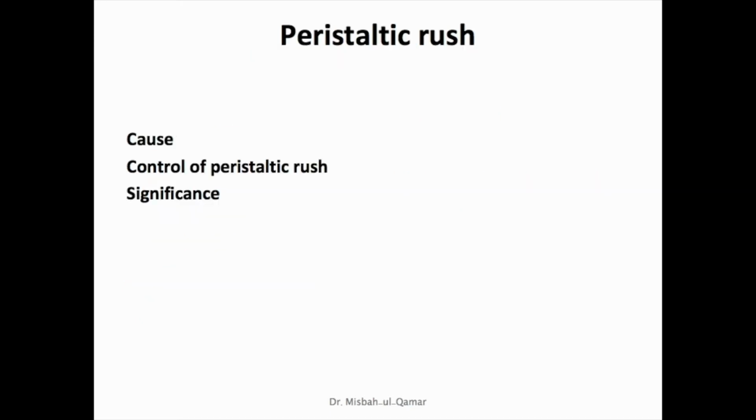Peristaltic rush. Now, what is it? It is the powerful and rapid peristalsis taking place in small intestine. You see, normally peristalsis in small intestine is weak, but the peristaltic rush travels long distances within minutes. And cause of this rush is usually intense irritation of the intestinal mucosa, such as in infectious diarrhea.